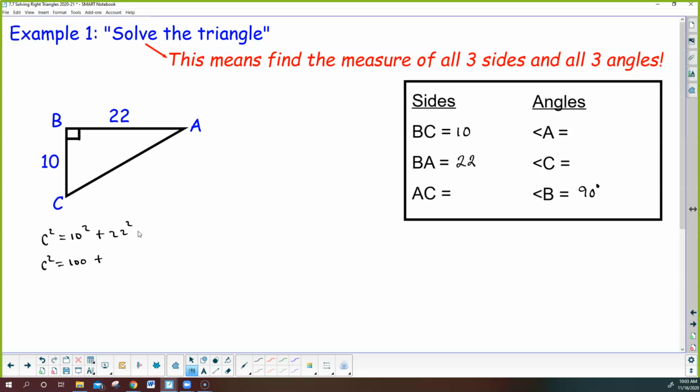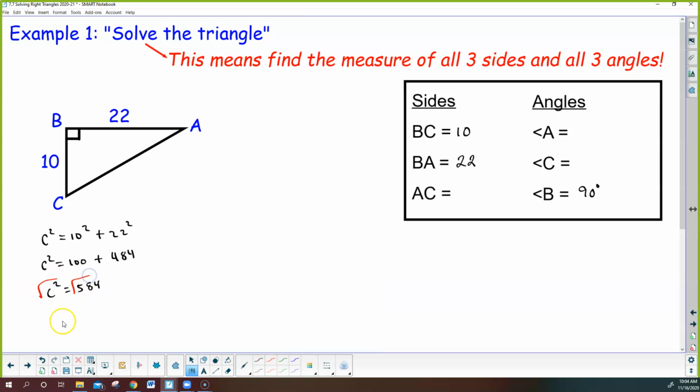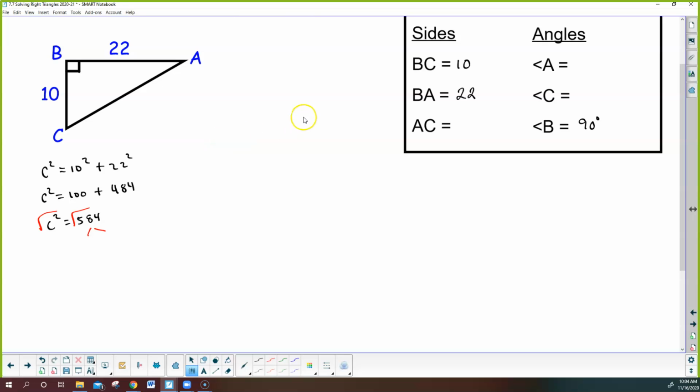22 squared is 484. And then we're going to take the square root of both sides. And our goal is to reduce this radical. Now there are multiple ways to do it. My goal is to take the largest perfect square that goes into this. So I might even model how I do that just to show you here.